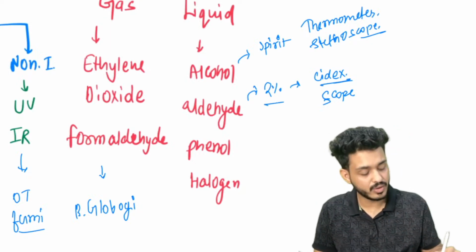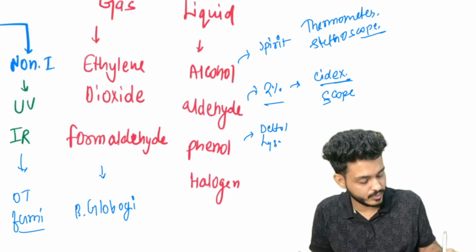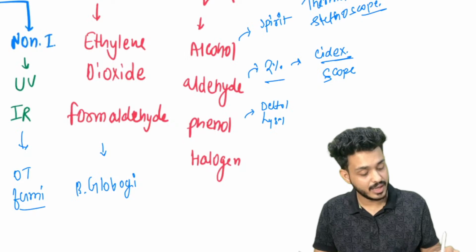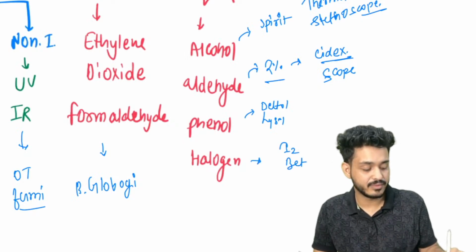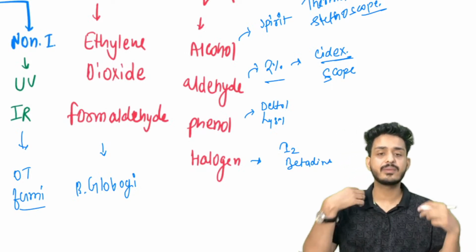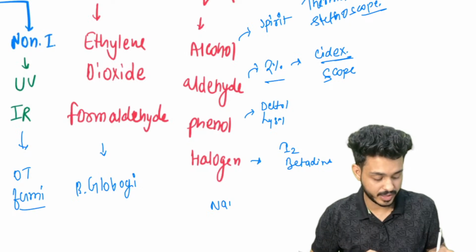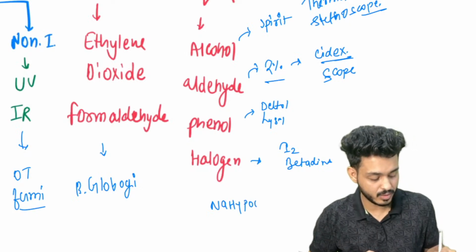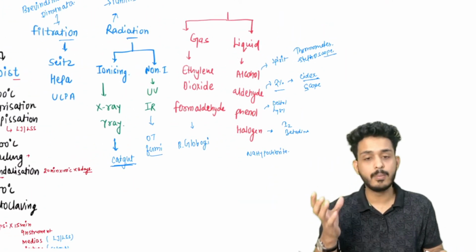If I talk about phenol, we are having Dettol, we are having Lysol, and then in the halogens we are having iodine, we are having Betadine, we are having tincture of iodine. All these things will be there. The important one is sodium hypochlorite. This one is the important one. We are using it for blood spills also.